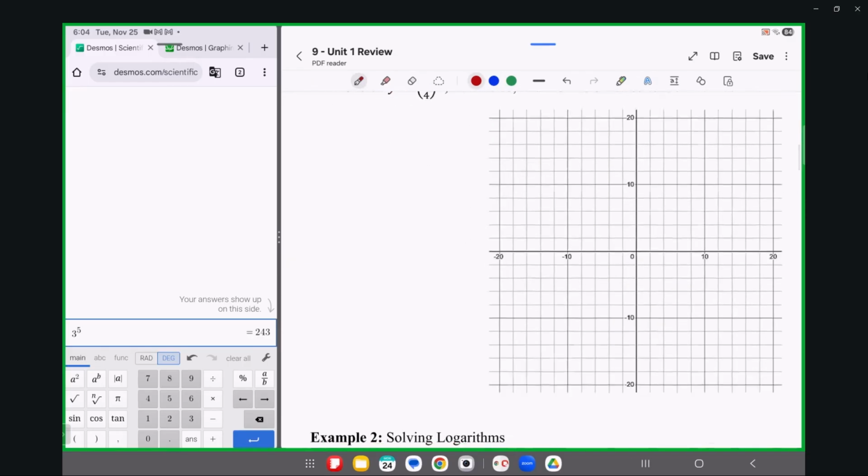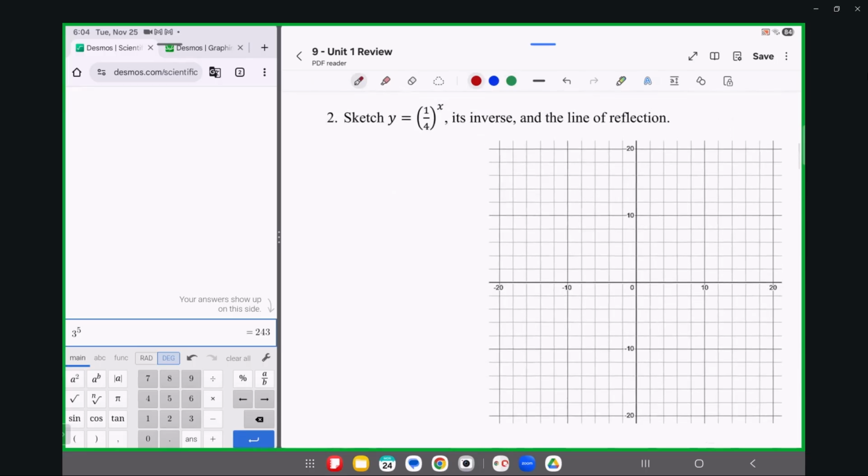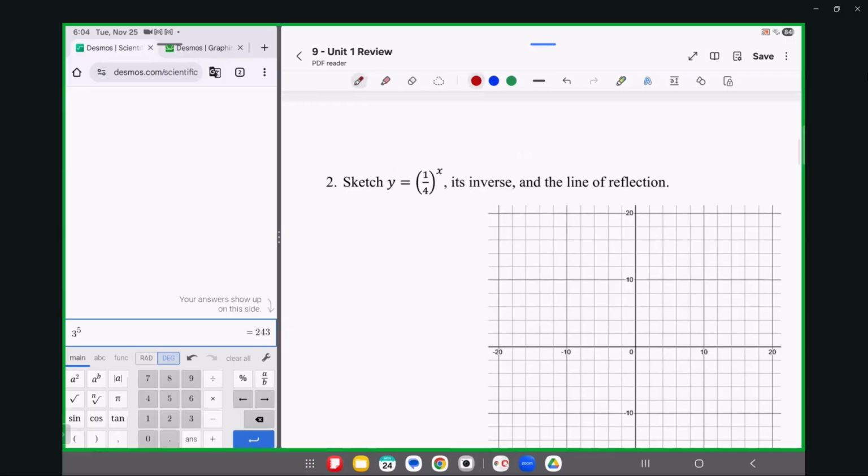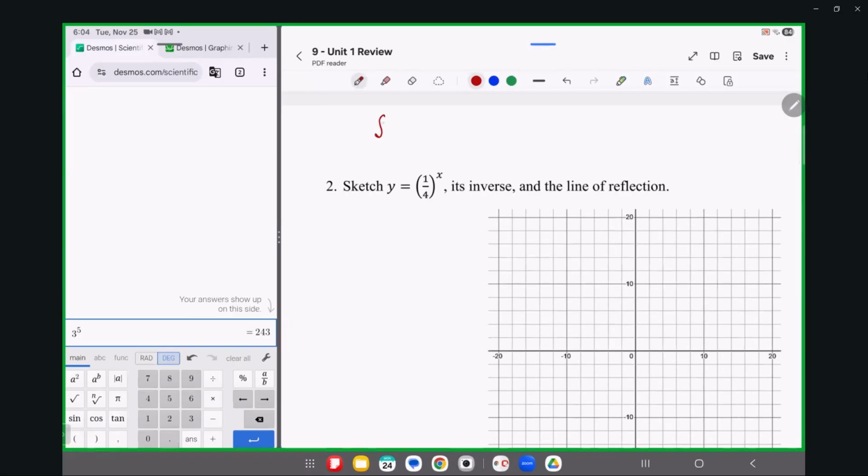In example 2, we're going to sketch y is equal to 1/4 to the power of x, its inverse, and the line of reflection. Remember, if you have your function with points x comma y, the inverse function, f of negative 1, will be denoted by y comma x. So if we have the x and y values for the graph of the original function, we can just swap or interchange the x and y components, and that'll give us the inverse. That's the easiest way to go about it.